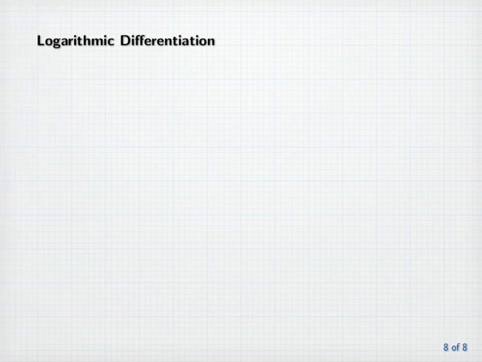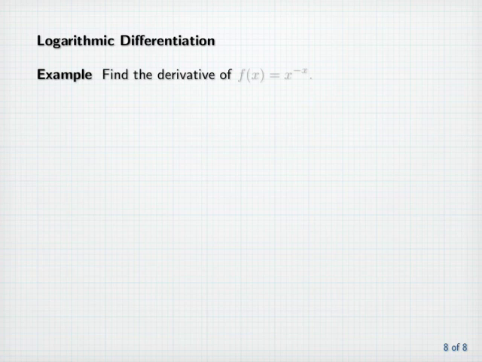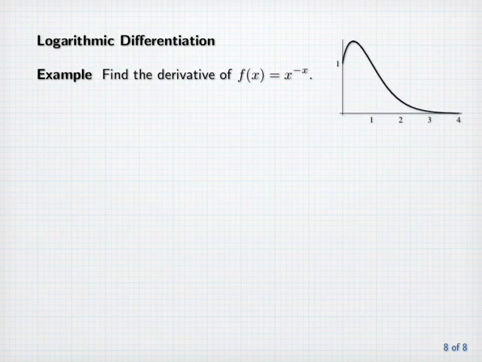Logarithmic differentiation is a technique with which we can compute derivatives of functions that consist of an x-dependent base raised to an x-dependent power. A simple example is the function f of x equals x to the minus x power, whose domain we'll take to be all positive x. Here's the graph of that function.